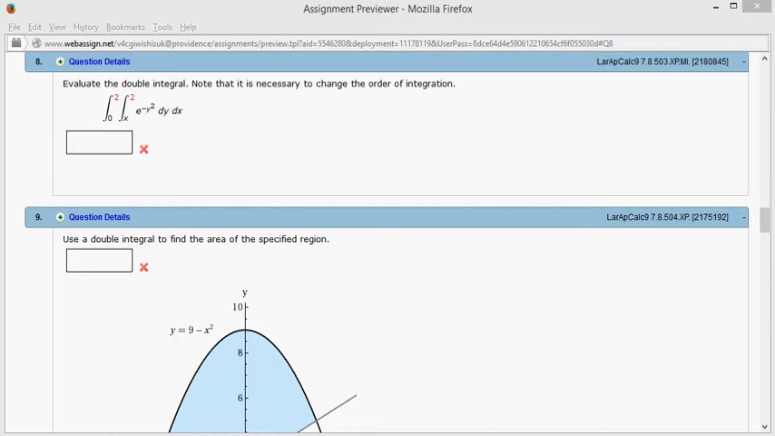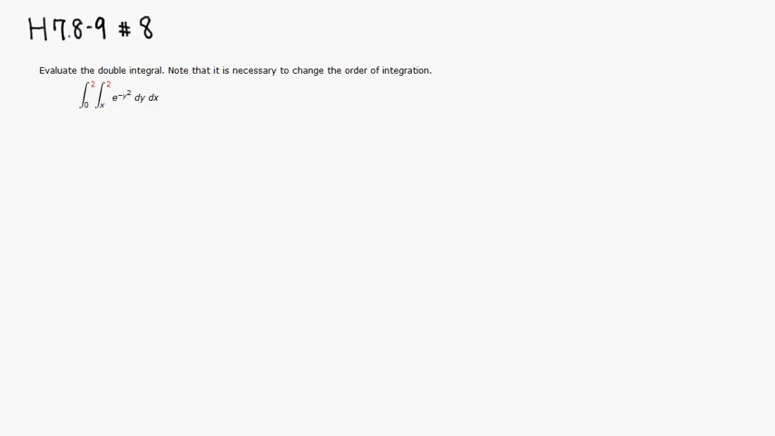Okay, let's look at the homework 7.8, 7.9, problem number 8. We want to switch the order of integration to evaluate this double integral. First we need to know the region we're integrating over, so let's just draw a picture.